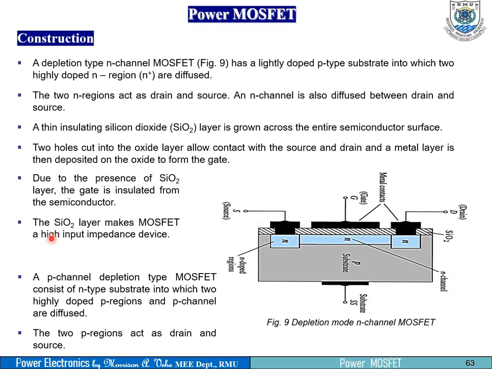Now, the oxide layer makes the MOSFET a high input impedance device. Because of this, it makes the input impedance of the device a very high one, because it serves as an insulation, more or less a dielectric. So when you put a potential on the gate, you expect easy flow or conductivity, but it becomes a very difficult one because of this insulation. So it makes it a high input impedance device.